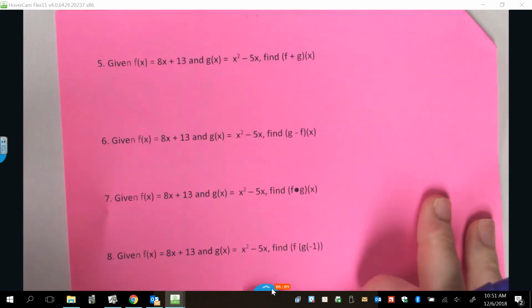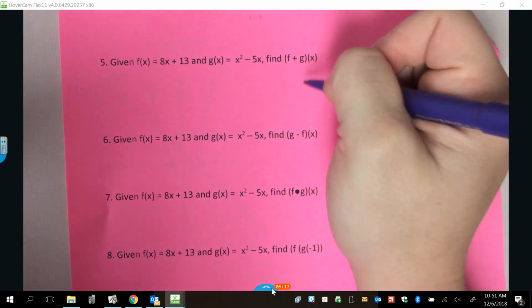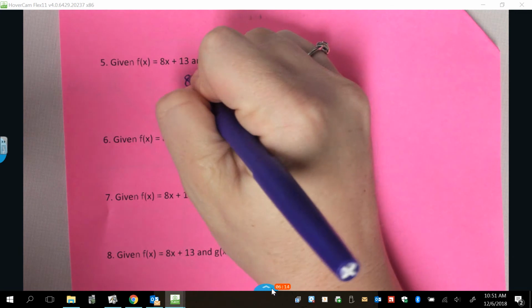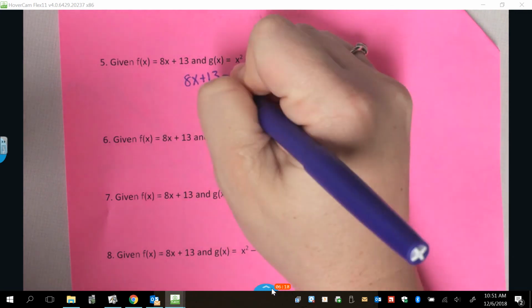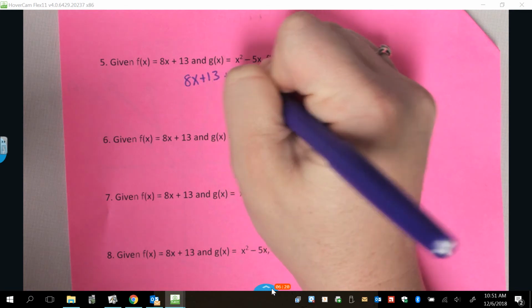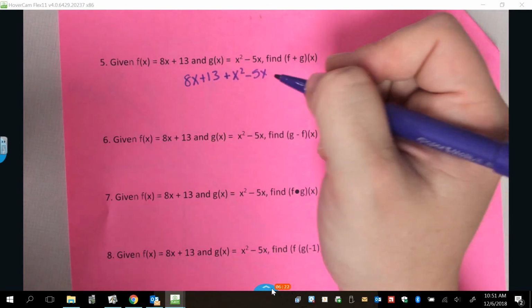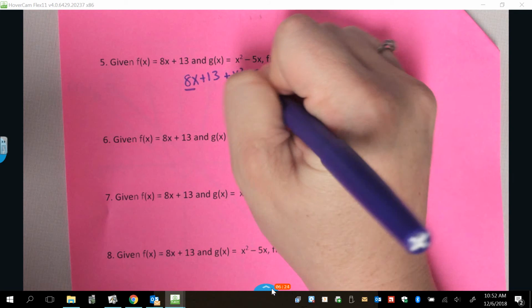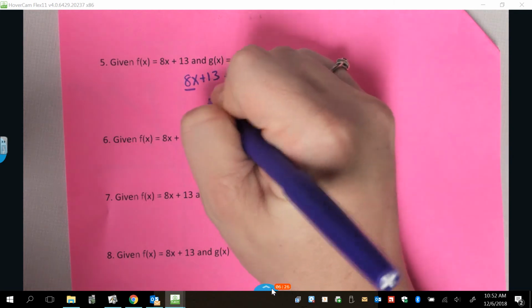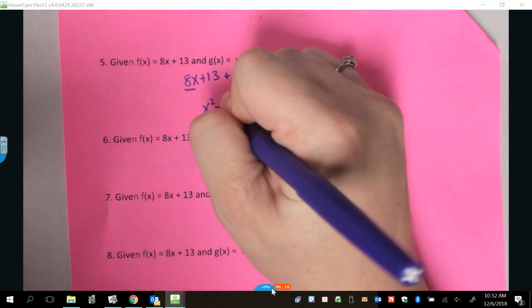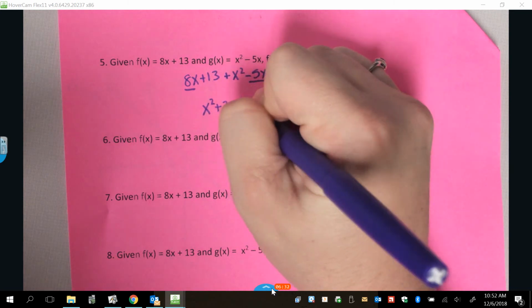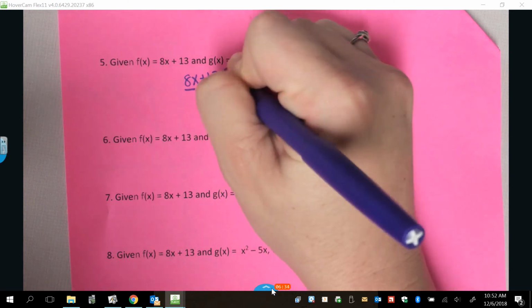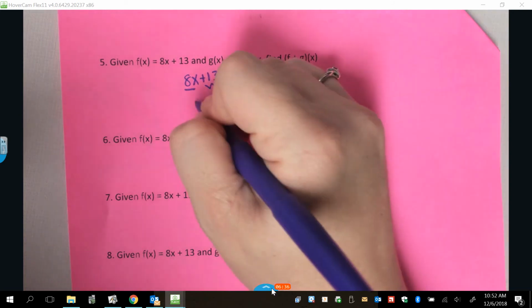Okay, here's another one. This one's also not going to be on your test, but when you're adding, you just do 8x plus 13, because f of x plus g of x, which is x squared minus 5x. Okay, my like terms are here and here. So we have x squared plus 3x, because 8x minus 5x is 3x, and then plus 13, because this didn't have a like term and this didn't have a like term.